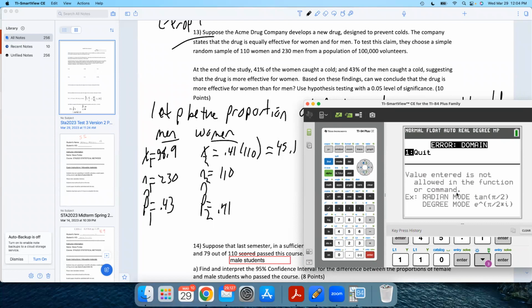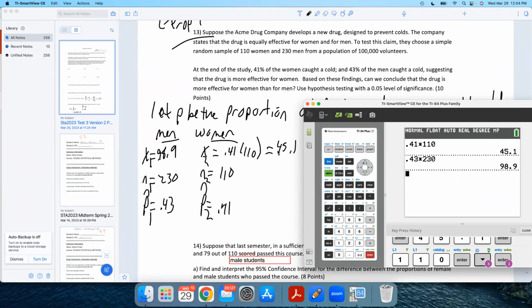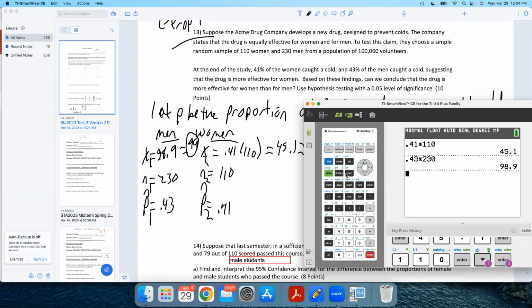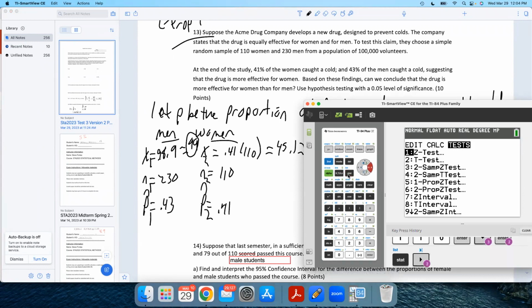You can't have 45.1 women catching a cold. The X's have to be whole numbers. These two right here have to be whole numbers. So you just use normal rounding rules. Don't think, oh, I have to round up. Just use normal rounding rules. So that would round down to 45, and this would round up to 99. X's have to be whole numbers.